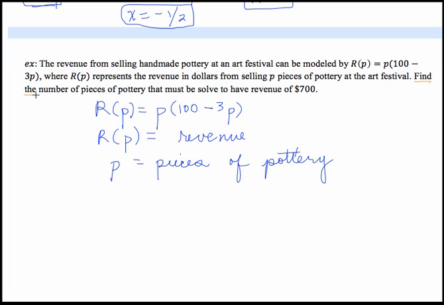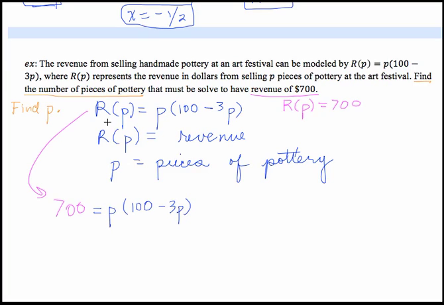So if it says find the number of pieces of pottery, that translates to find P, because P represents the number of pieces of pottery. And if you want to have a revenue of 700, that means R of P must equal 700. So I'm going to set R of P right here equal to 700. So I'll have 700 equals P times 100 minus 3P. I'm just replacing this R of P by 700. And now we want to solve this for P, because we're trying to find the number of pieces of pottery that give us a revenue of 700.